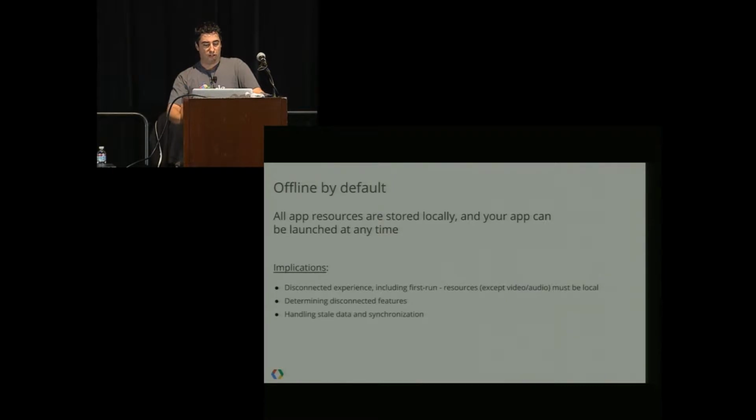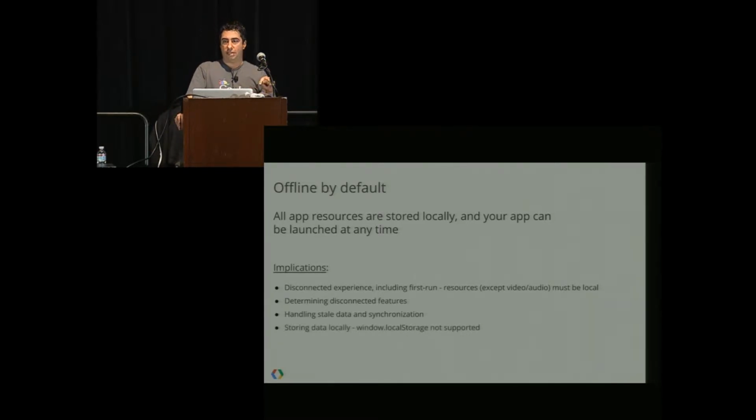So figuring out what your features are going to be when you're disconnected, handling situations like when data is stale or needs to be synchronized. We provide a synchronization framework for Chrome apps, and you have some control over how you want sync to handle things like conflicts, and I'll talk about that a little bit later.